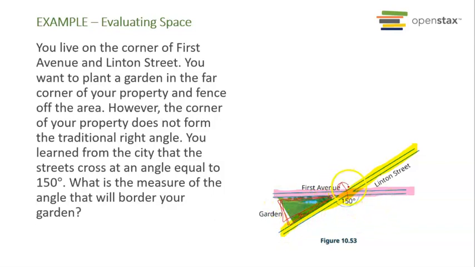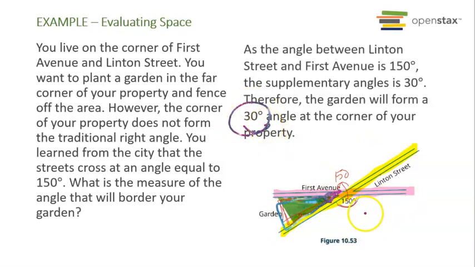Well, they didn't want to know this, but I also could have labeled that 150, right? That's the corner of Linton and First also on that side. If this is 150, and this pink line right here has to add up to 180, that means the rest of this section, this little pie slice, has to be 30. Because this is already 150 and 180 minus 150 is 30. So not too bad.